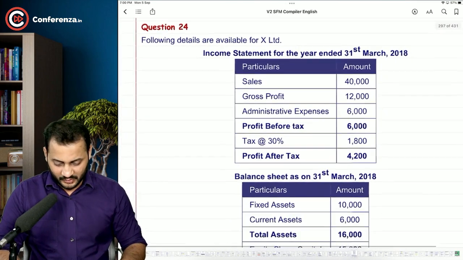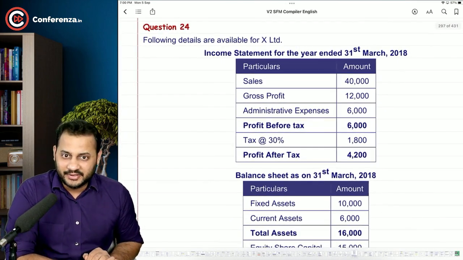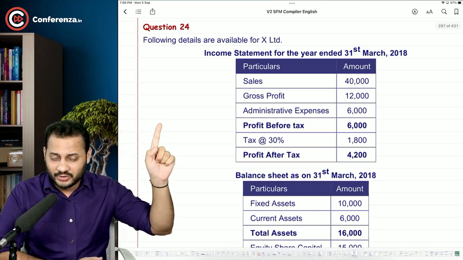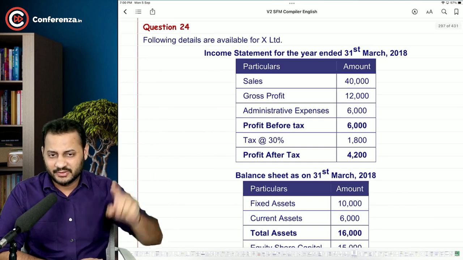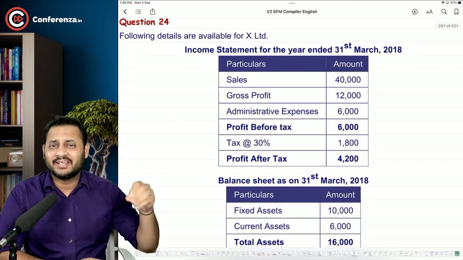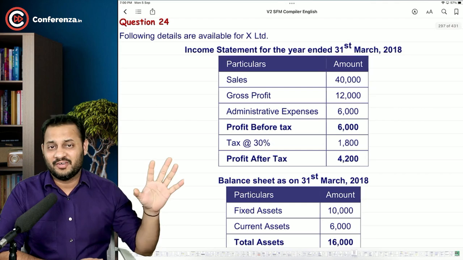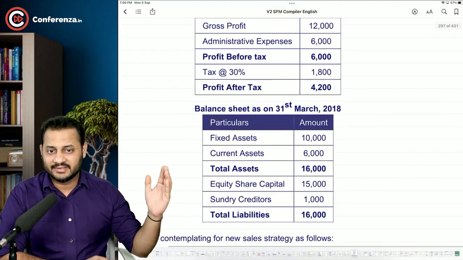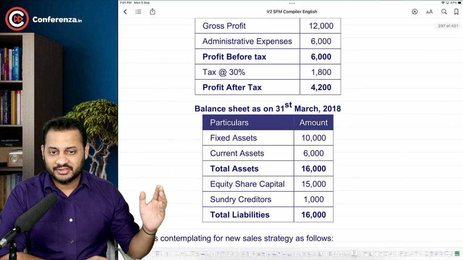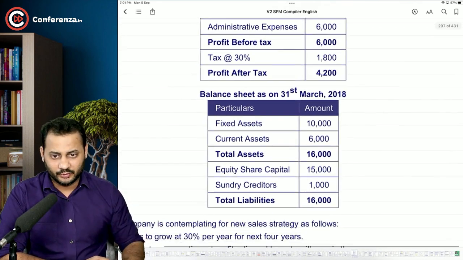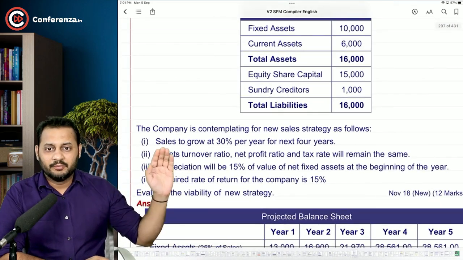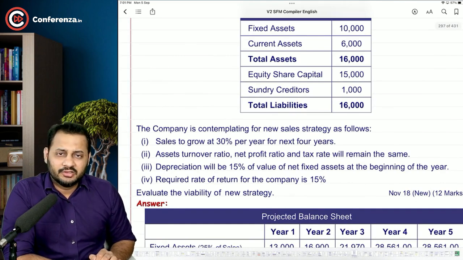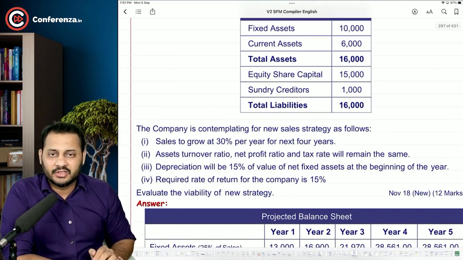So have a look. Following details are available for X Limited. Income statement is given. Income, sales, gross profit, administrative expenses, profit before tax, tax, profit after tax. Everything is given up here. Balance sheet, fixed asset, current assets, total assets, equity share, creditors, and then liabilities. Okay. Now, the company is contemplating a new sales strategy. And it is just like the couple of questions that we have seen earlier.